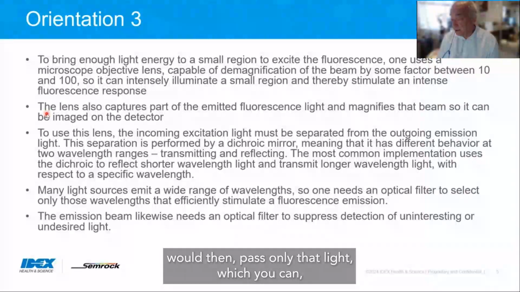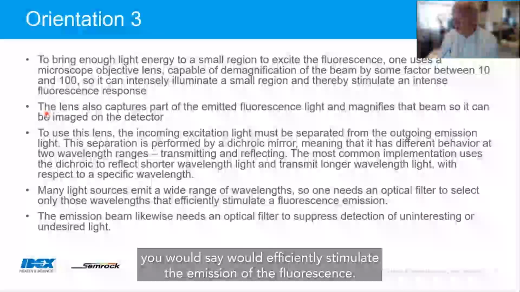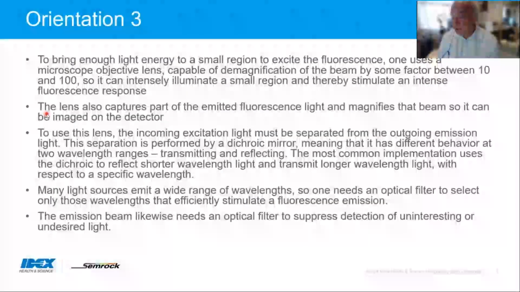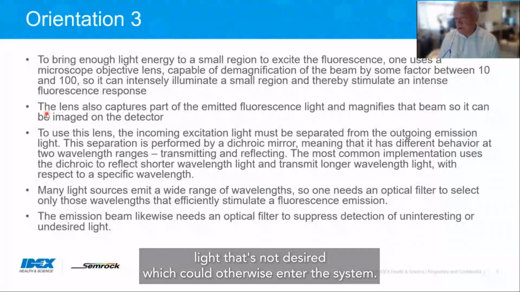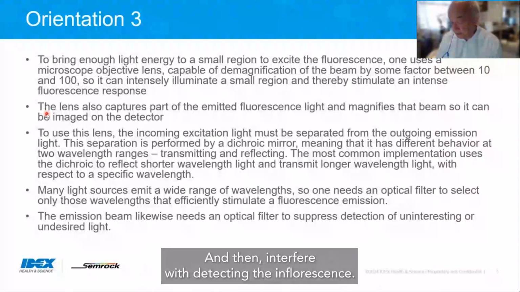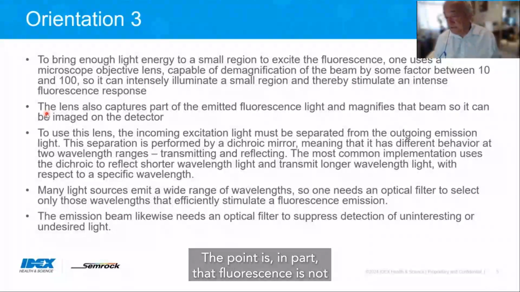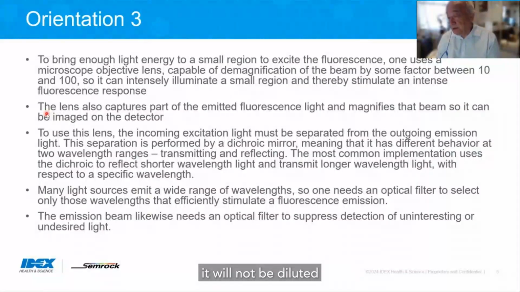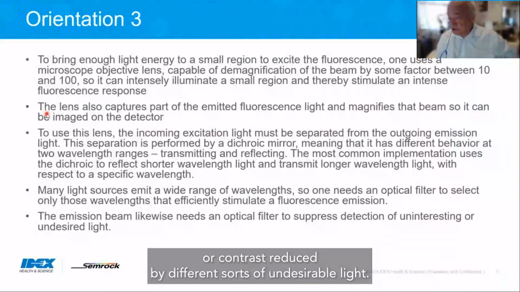That filter would then pass only that light which would efficiently stimulate the emission of the fluorescence. Likewise, the emission beam needs an optical filter because there's a whole variety of undesired light which could otherwise enter the system and interfere with detecting the fluorescence. The point is in part that the fluorescence is reasonably bright, but it is not so bright that it will not be diluted or contrast reduced by different sorts of undesirable light.